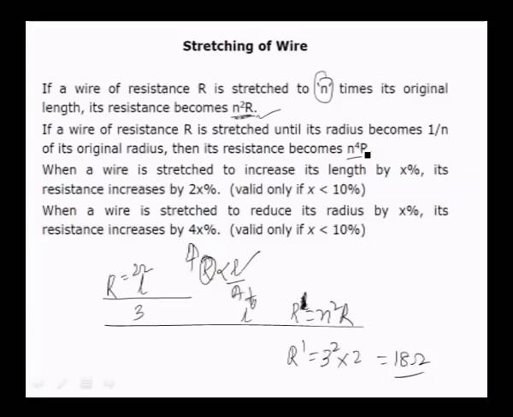Similarly, they were given in terms of percentage. When a wire is stretched to increase its length by x%, then the resistance increases by 2x%. Similarly, when a wire is stretched to reduce its radius by x%, its resistance increases by 4x%. This is the concept related to the stretching of the wire. We can easily solve by taking the help of these 4 parameters.